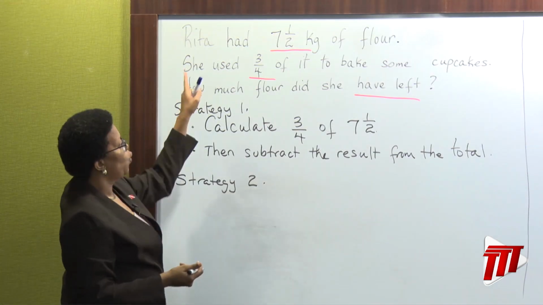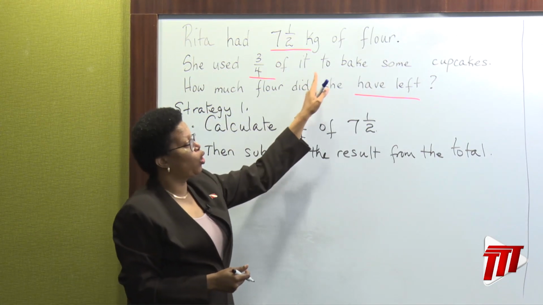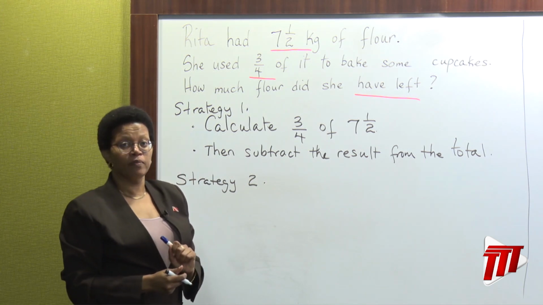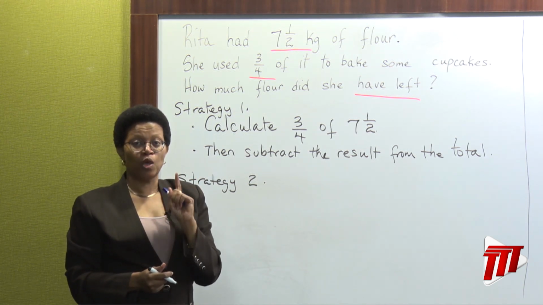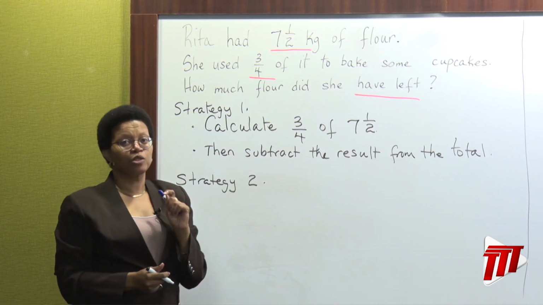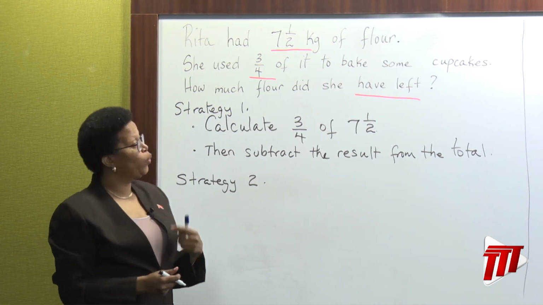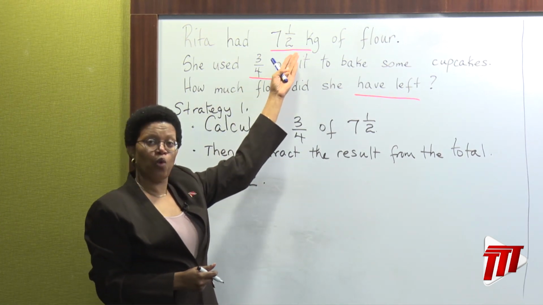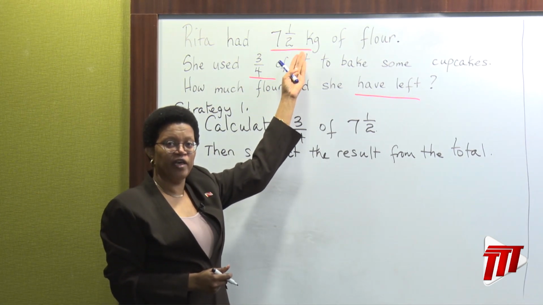How about we know she used 3/4 of the flour. That means she has 1/4 of the flour left. If she has 1/4 of the flour left, we need to only find 1/4 of 7 1/2 kilograms.